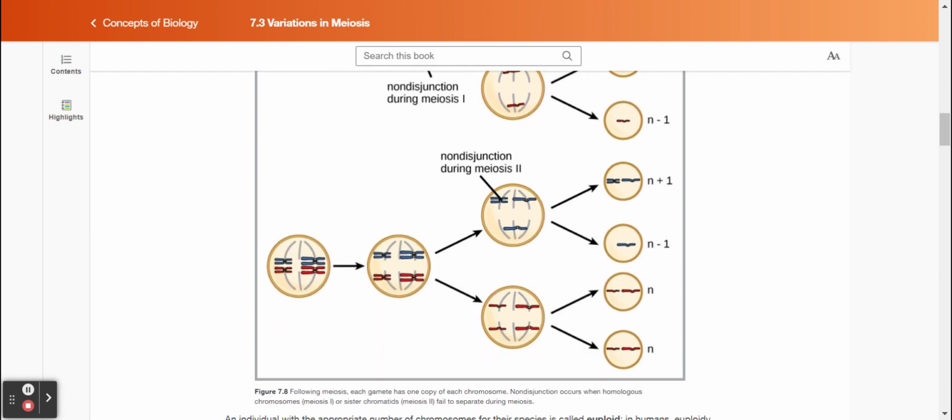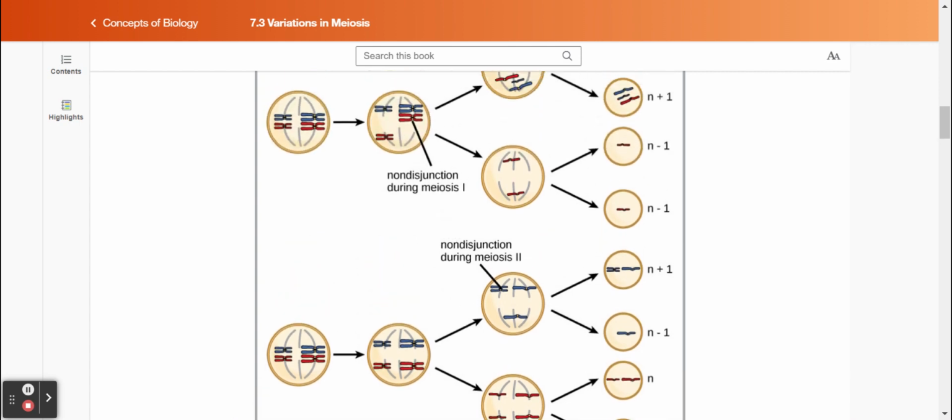Figure 7.8. Following meiosis, each gamete has one copy of each chromosome. Non-disjunction occurs when homologous chromosomes, meiosis I, or sister chromatids, meiosis II, fail to separate during meiosis.